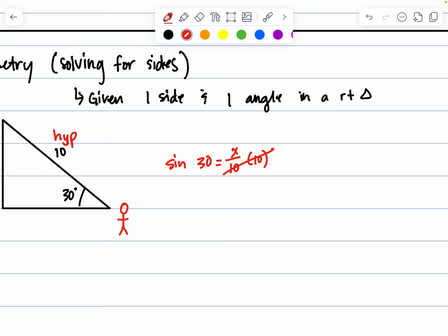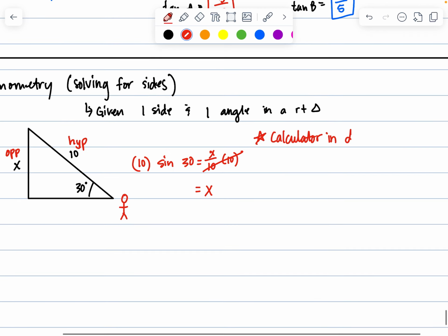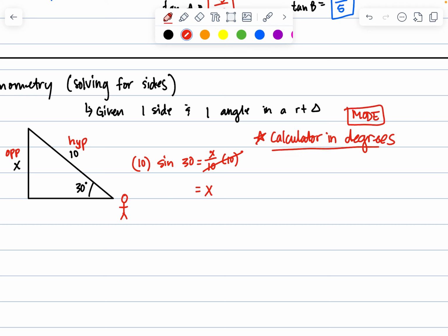Multiply both sides by 10. Anything you do to one side, you do to the other. You get x on one side isolated, and you could start using your calculator. Make sure your calculator is in degrees. So this is important. Calculator in degrees, that's your mode. You need to make sure that this is the case, because if you do not, you will get these wrong.